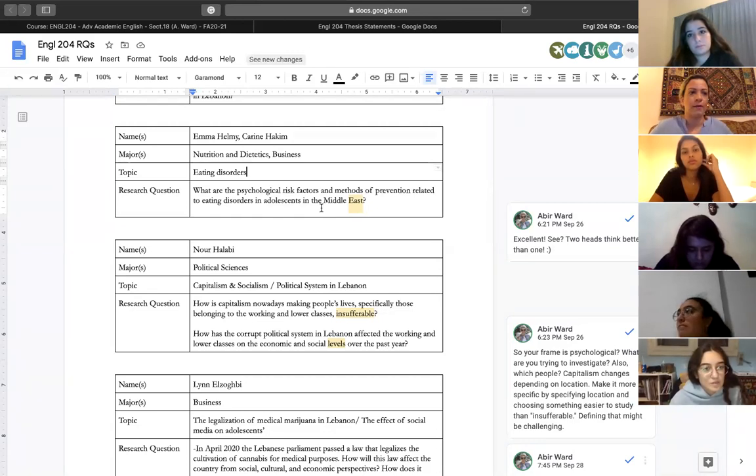So maybe you might choose the group that is closer to you in age, given that it will give you an insider's perspective on the subject.